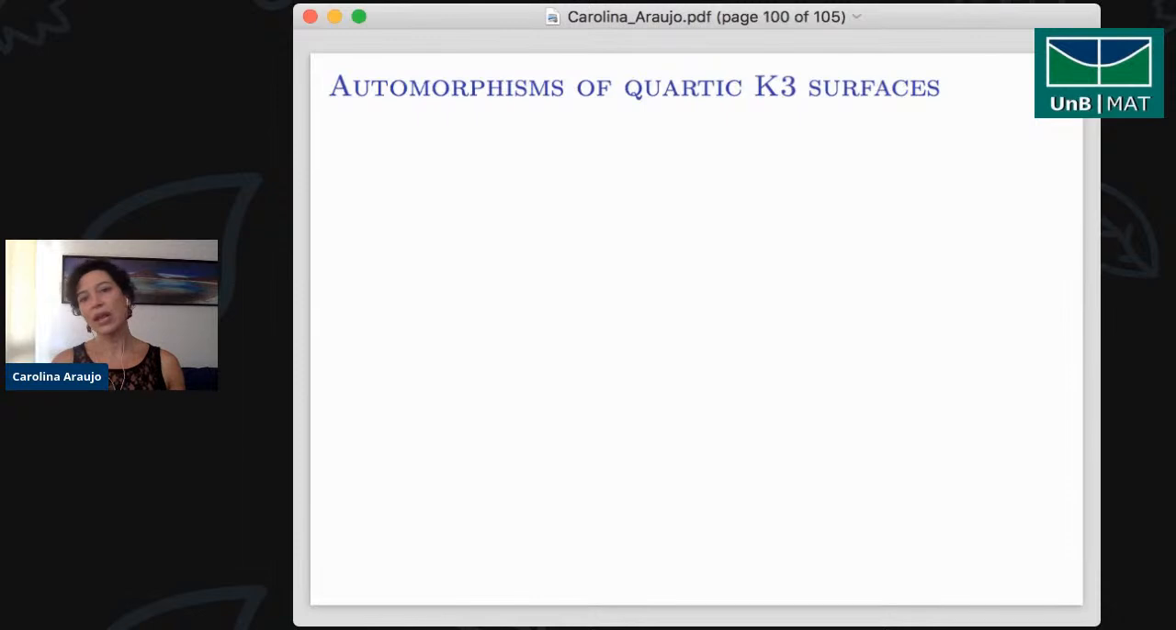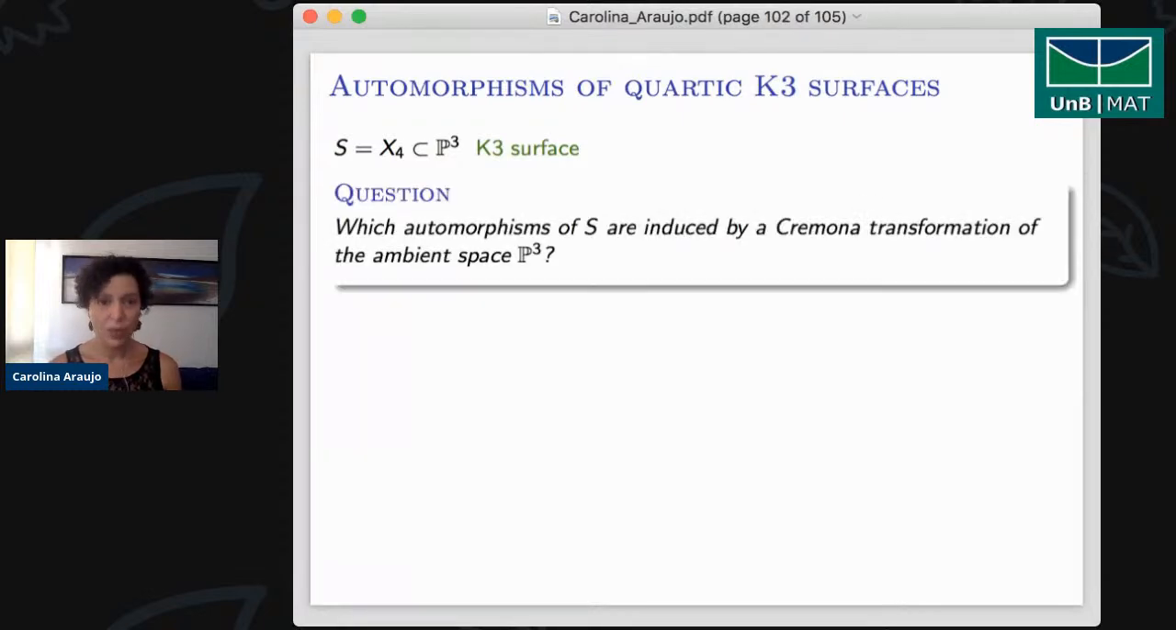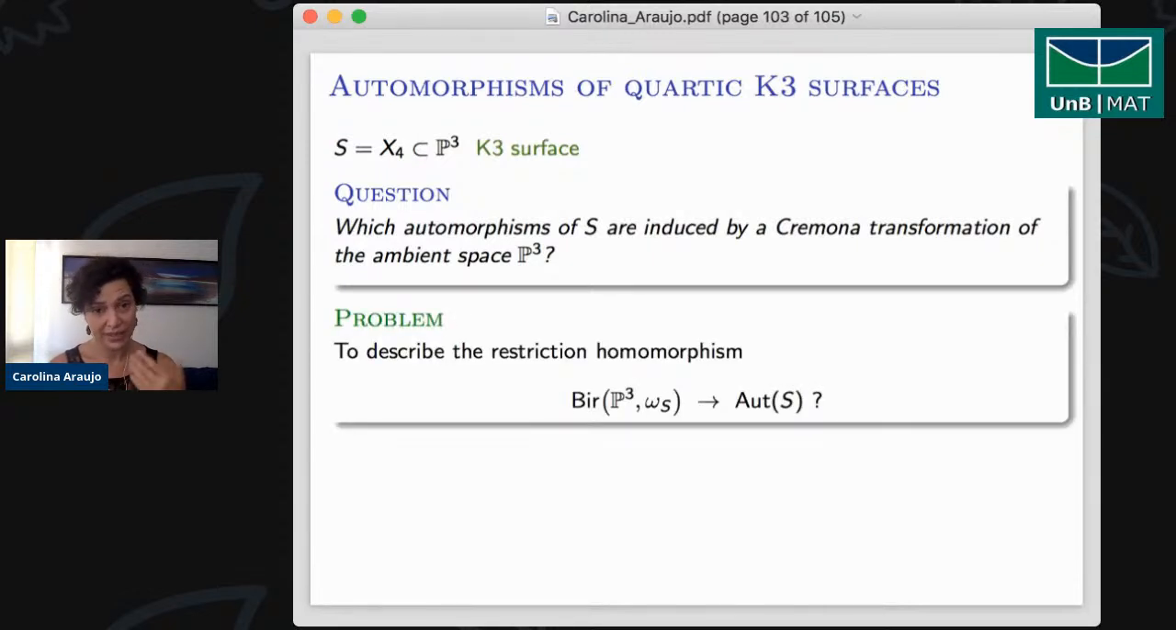Okay, so this is my last slide, and I would just like to come back to the problem of automorphisms of quartic K3 surfaces. So Cecilia also explained to you many different aspects of K3 surfaces yesterday. So these are really very fundamental and central in algebraic geometry. And so we have a quartic K3 surface, and there is this question: which automorphisms of S are induced by a Cremona transformation of the ambient space? So as I said, this means that we would like to describe the group of Cremona transformations that preserve the corresponding volume form and understand this restriction homomorphism. So how do we expect to do that in general?